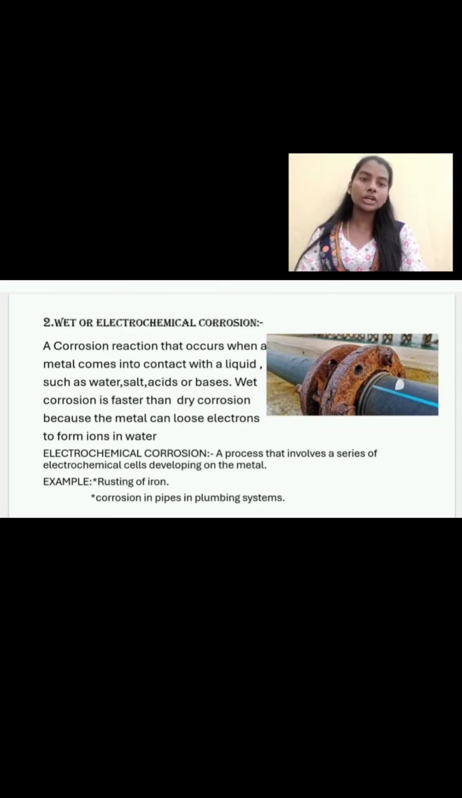Second, wet or electrochemical corrosion. A corrosion reaction that occurs when a metal comes into contact with a liquid such as water, salt, acid or bases. Wet corrosion is faster than dry corrosion because the metal can lose electrons to form ions in water. Electrochemical corrosion is a process that involves a series of electrochemical cells developing on the metal. Examples: rusting of iron, corrosion in pipes in the plumbing system.